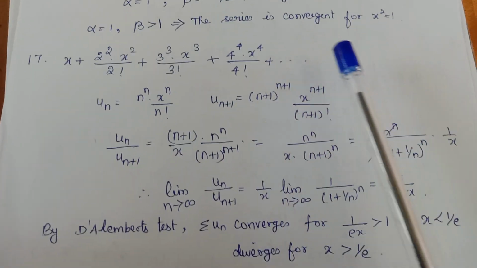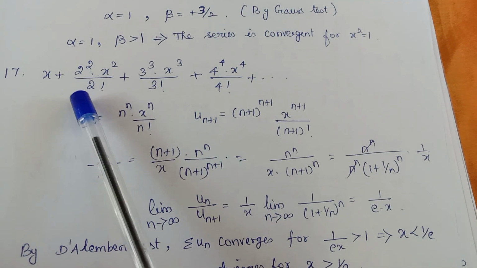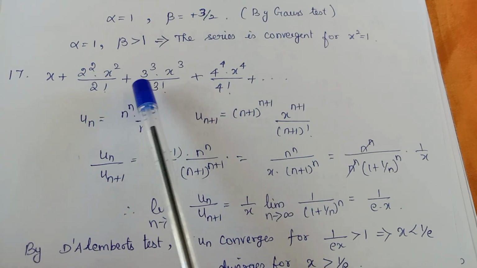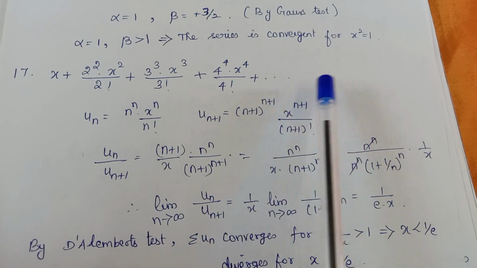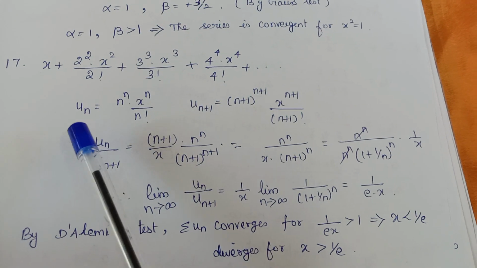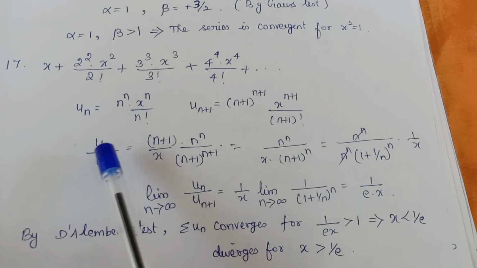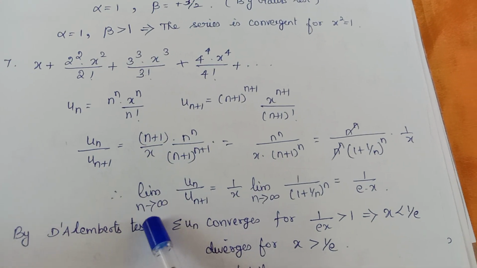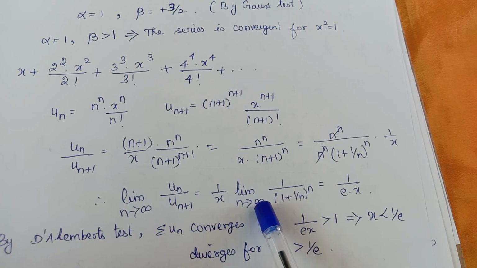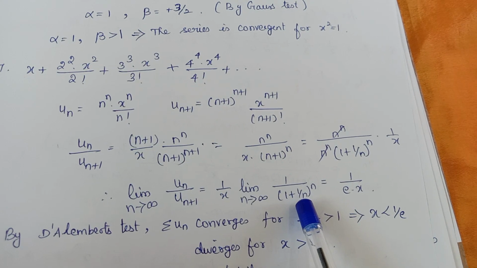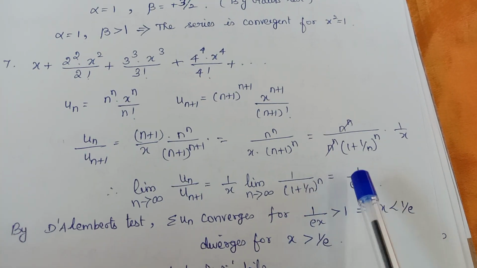Okay, right? Next problem: x plus 2 square into x square by 2 factorial, 3 cube into x cube by 3 factorial plus 4 power 4 x power 4 by 4 factorial plus etc. As in the previous problem, you write un and un plus 1. Find what is un by un plus 1. I am getting it as 1 by e x, because here I am getting limit n tends to infinity 1 by 1 plus 1 by n the whole power n, so 1 by e x.